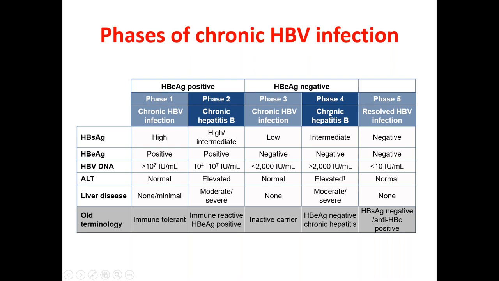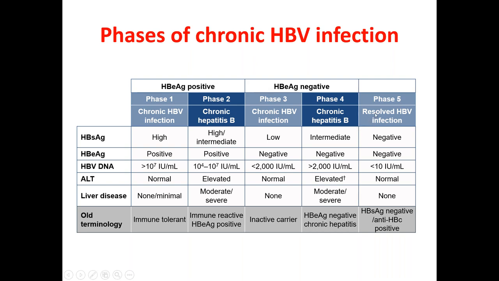Now, the next phase is chronic hepatitis B, E antigen negative disease. This is a phase during which a mutant virus arises. So, the DNA level will be high but not as high as in the other two phases. ALT will be elevated, with intermittent elevation, and you will have evidence of liver injury.